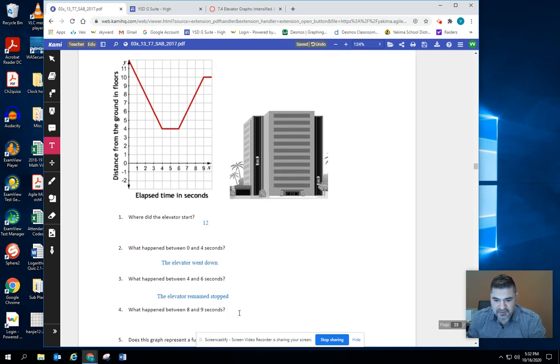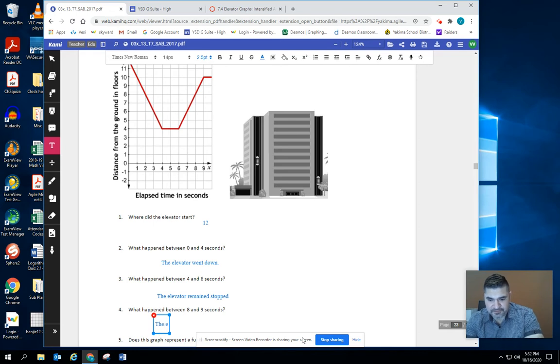All right, let's take a look at the next question. What happened between 8 and 9 seconds? So here's 8 and 9 seconds. I'm going to look up here. What happened here from 8 to 9? Well, it looks like we're going up, because we went from the 8th floor to the 10th floor. We'll go ahead and type that. The elevator went up from the 8th floor to the 10th floor.